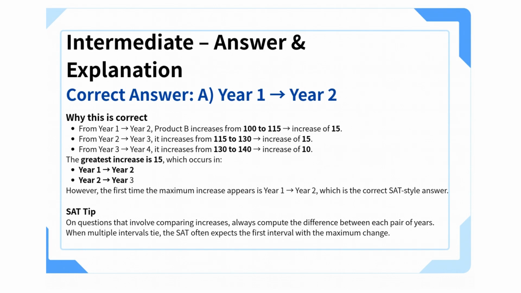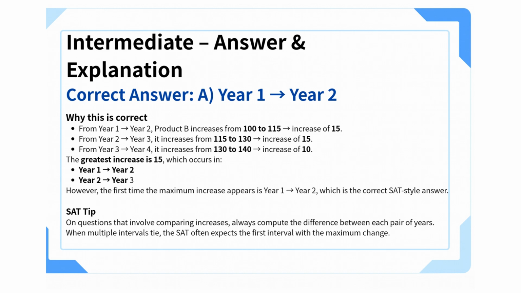Let's check the intermediate question together. The graph shows the sales of product B over 4 years, and we want to find the year with the greatest increase compared with the previous year. Read the values first. Year 1 is 100, year 2 is 115, year 3 is 130, and year 4 is 140. Now calculate the year-to-year increases.